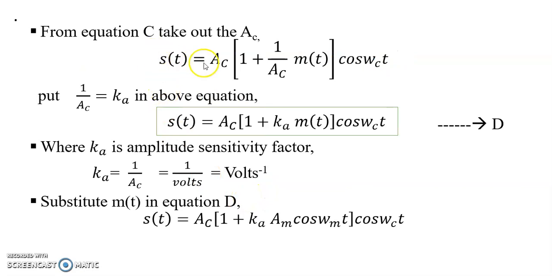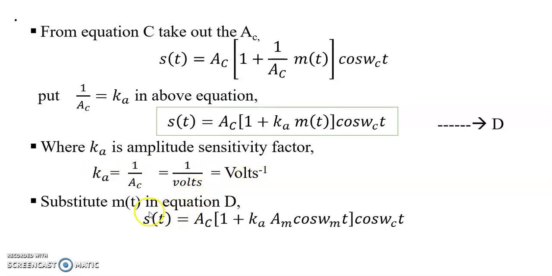And from the last equation, taking Ac outside, here you will have 1 by Ac, and that 1 by Ac is nothing but the amplitude sensitivity factor Ka. While substituting this Ka in the above equation, we will get this equation. This will be used for problem solving purposes, and Ka is equal to 1 by Ac. This is nothing but the amplitude of the carrier, which will be in volts. Therefore, Ka having SI unit will be volts inverse.